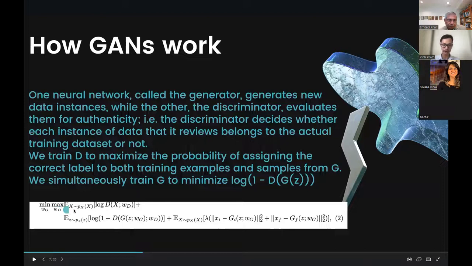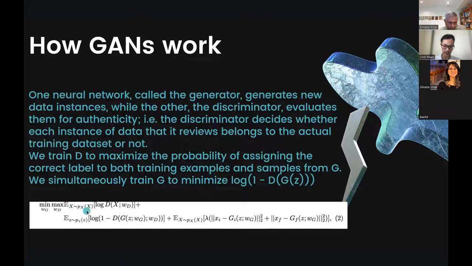And then the min max function here: we are trying to find the minimax value between the generator and the discriminator. First you can see E_x ~ p(x) means the expected value. x is the original video. Then we calculate the log of D(x; W_D), where D is the discriminator, capital X is our input video, and W_D is the weight of the discriminator network.